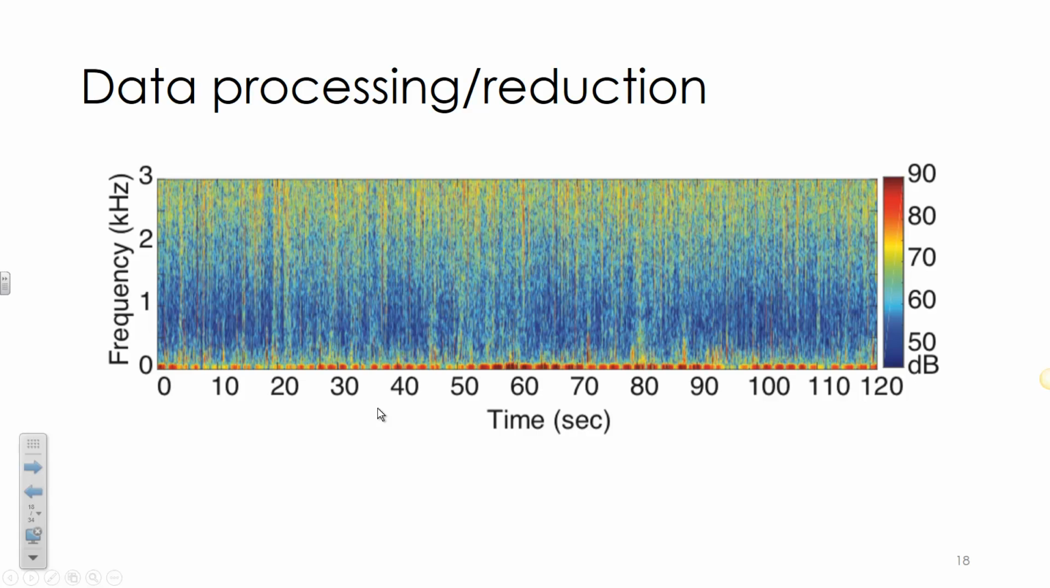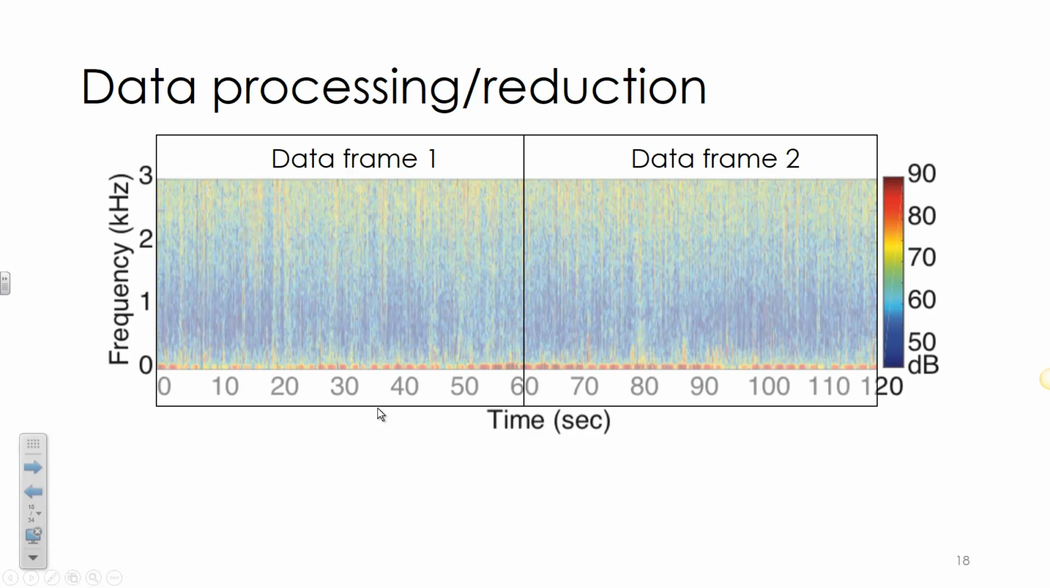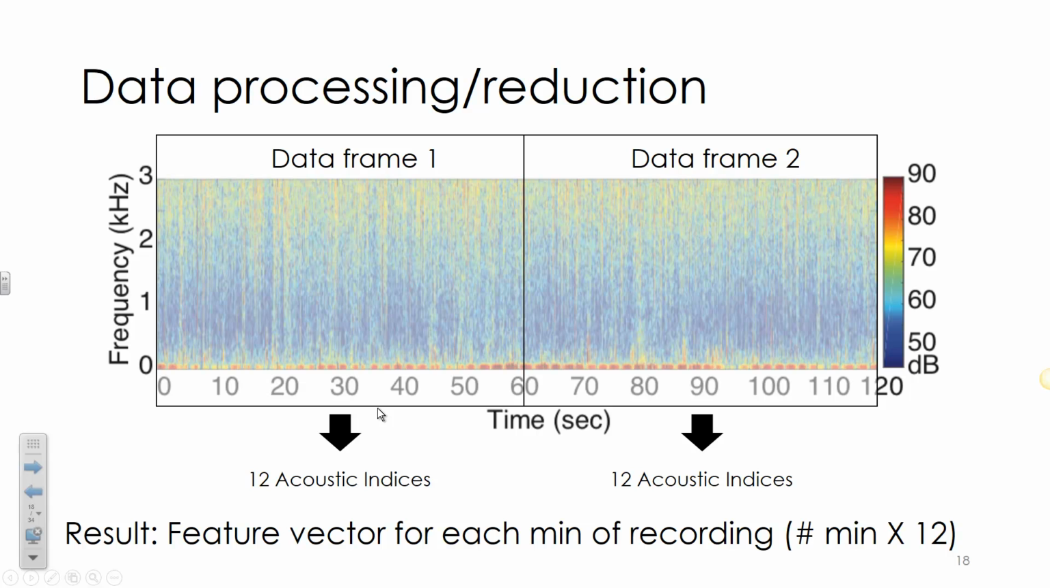So we'll go back to our data processing and reduction method here. Again, here's a spectrogram. They had continuous recordings that they broke up into 1-minute segments and then calculated 12 acoustic indices on those segments. And that resulted in a feature vector for each minute of recording, for a total data set the size of the number of minutes of recording in the 398 days times those 12 acoustic indices.